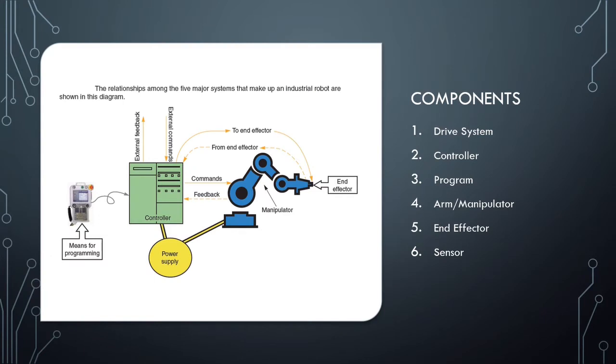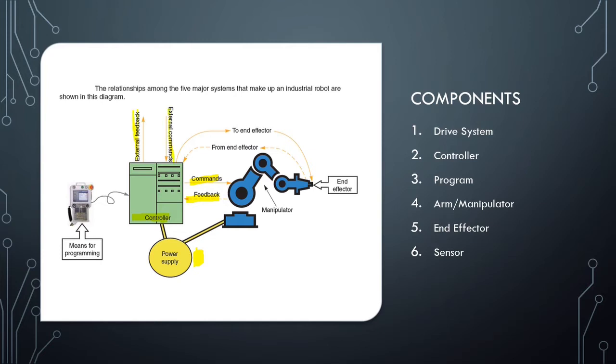So here's a list of all of those components I just mentioned, the 6 main ones, and here's a diagram that includes all of those components except for the last one because it's really hard to depict in a diagram. We'll go through and look at all of these in more detail, but just to point out where each of these are. The drive system is what is supplying power to the robot. So that's over here noted as a power supply. 2 is the controller. That's what is communicating with the robot, going back and forth with commands and feedback. We can see it here between the robot and then external commands.